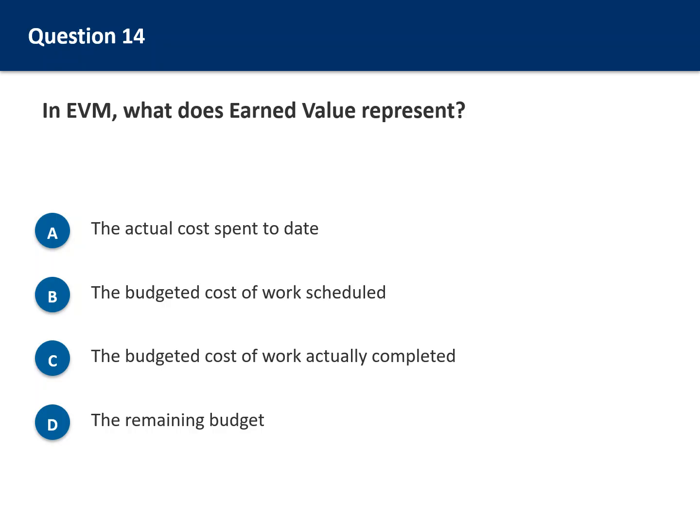Question 14. In EVM, what does earned value represent? Option A, the actual cost spent to date. Option B, the budgeted cost of work scheduled. Option C, the budgeted cost of work actually completed. Option D, the remaining budget. This represents what you have actually accomplished.